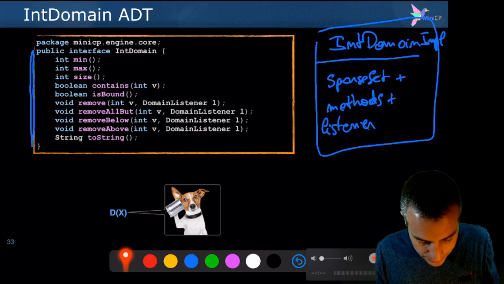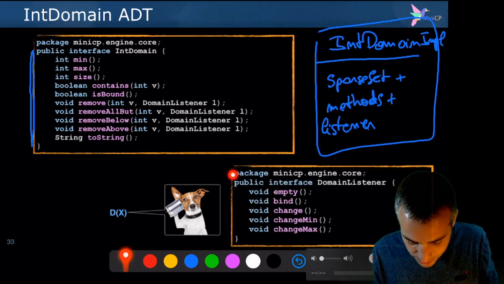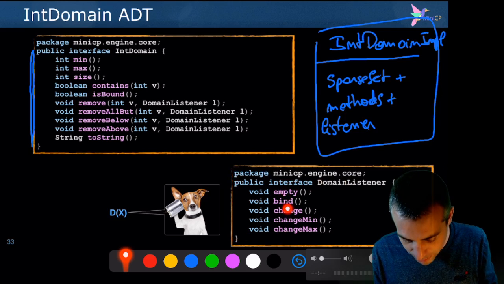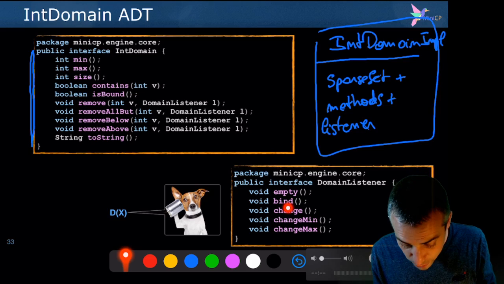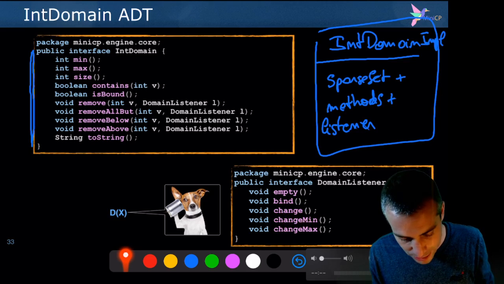The interface of the listener is this one. Again, you can see that it's an interface. This listener will be notified if the internal set, so the internal domain, becomes empty. If it becomes bound, it means that there is only one single value left inside the domain. If there is any change, you will also be notified with this method, as well as if the minimum has changed and if the maximum has changed.